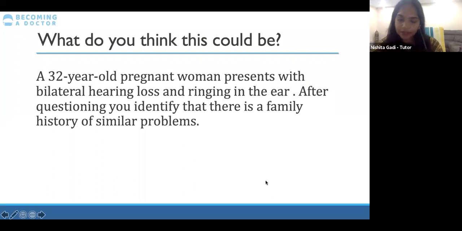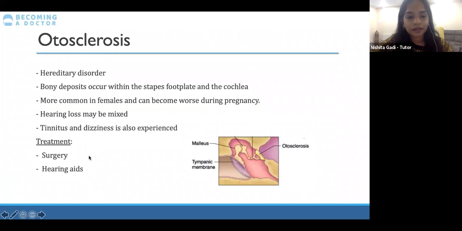Yeah, well done, that's correct. So it's otosclerosis. We mentioned it in the first question as well, but what exactly is it? Otosclerosis is usually a hereditary disorder, and that's why the family history was very important. There are bony deposits within the stapes footplate and the cochlea, and as the first question indicated, it can spread to the oval window as well.